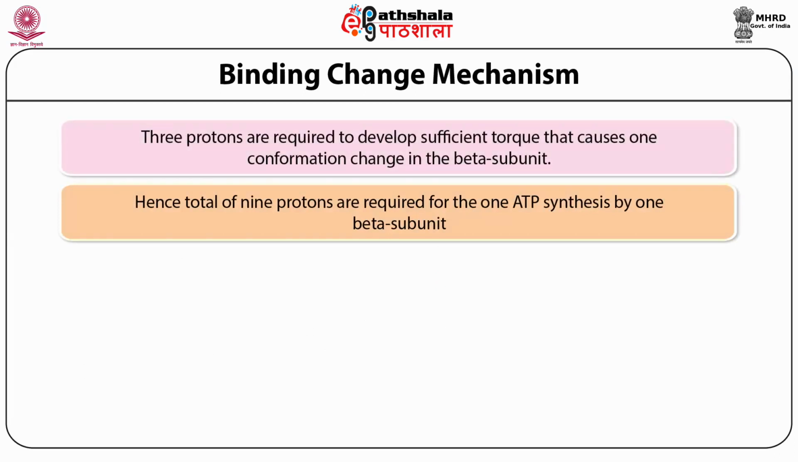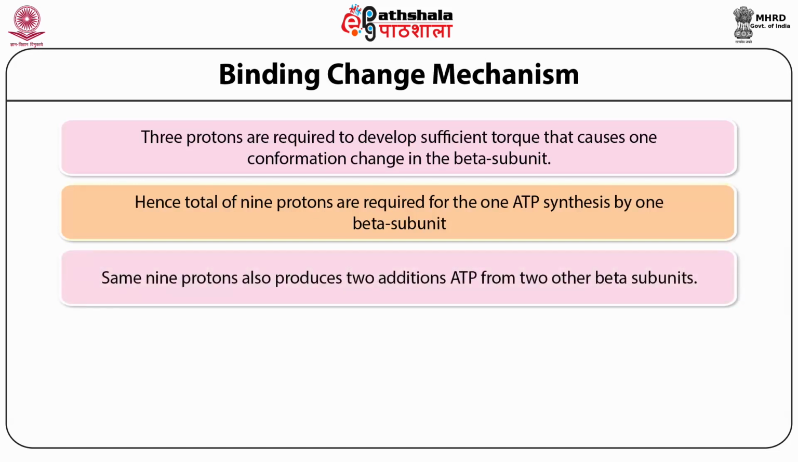When 3 protons move from the intermembrane space back into the matrix, sufficient torque is developed, which causes a conformational change in the beta subunit. Therefore, if you want a beta subunit to convert from one conformation to another, you have to pump 3 protons from the intermembrane space back into the matrix. Therefore, for changing all 3 conformations, we need 9 protons. So the same 9 protons are utilized for synthesis of 1 ATP by 1 ATP synthase.